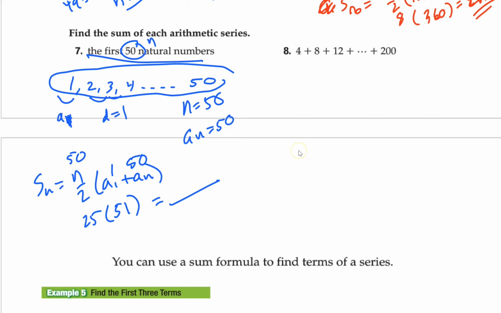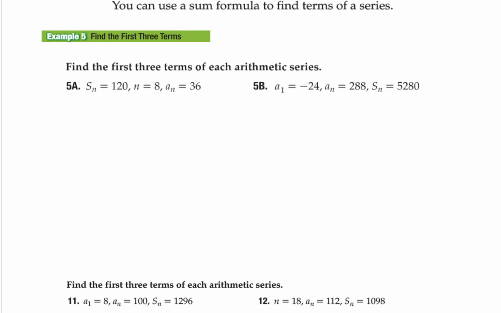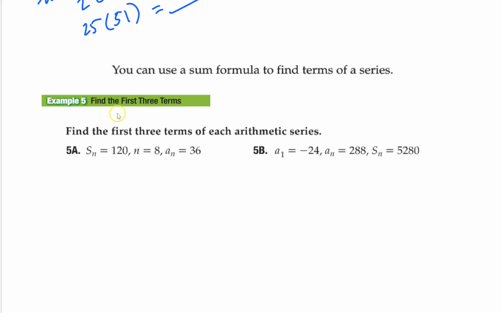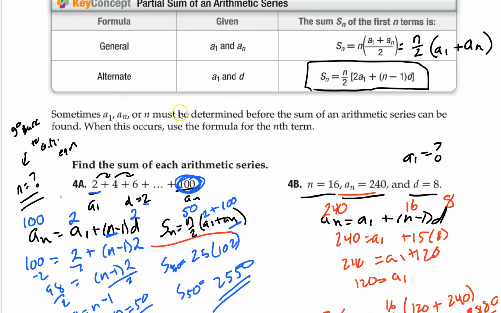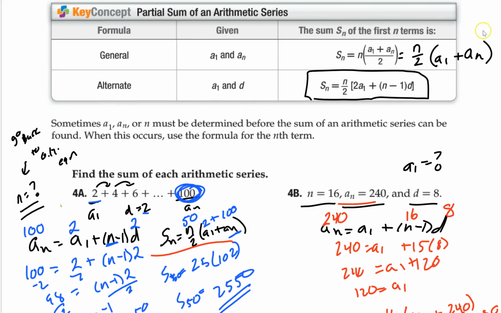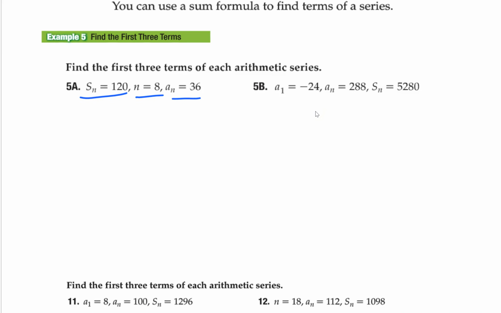Now let's go a little backwards. By backwards, I mean we're going to use a sum formula to come back to find the first term, or in this case, the first 3 terms. So again, look at what they give you. Sn, n, and an. The only formula that has all 3 of those is the one I'm actually not a fan of, but I use a lot, which is Sn equals n over 2, A1 plus AN.